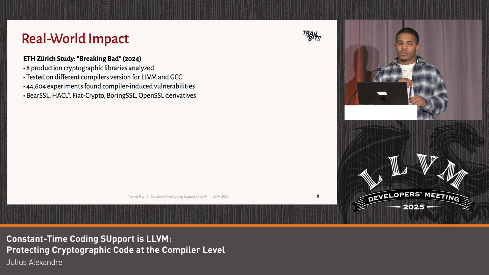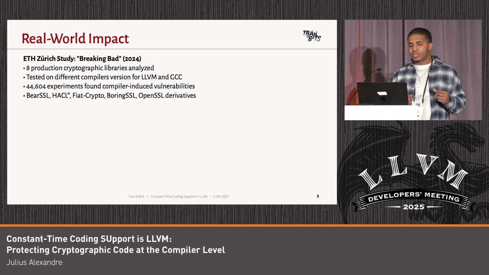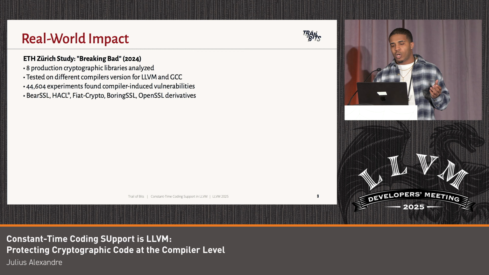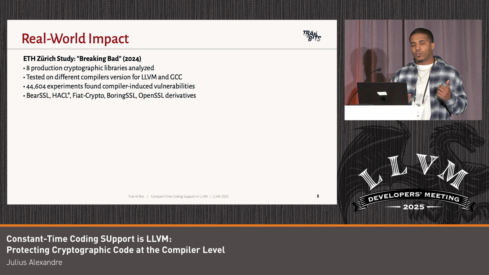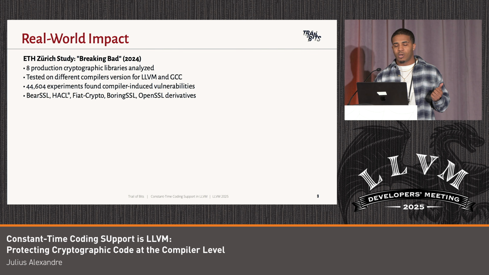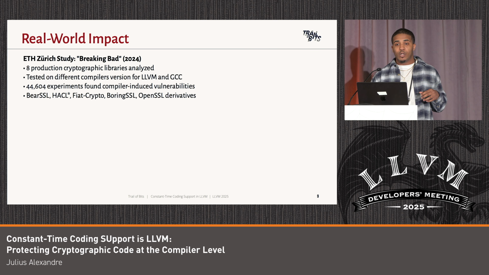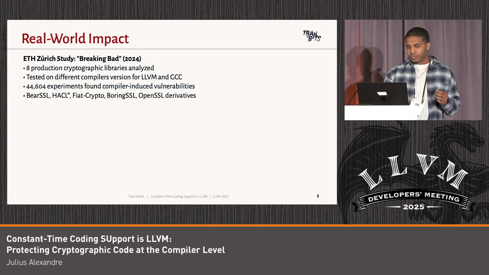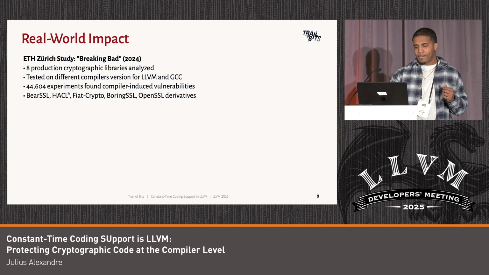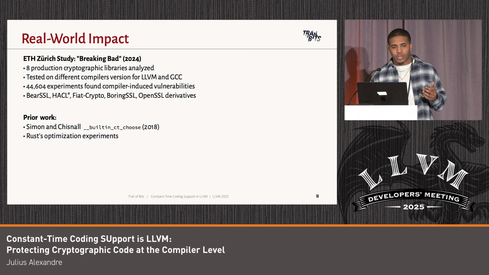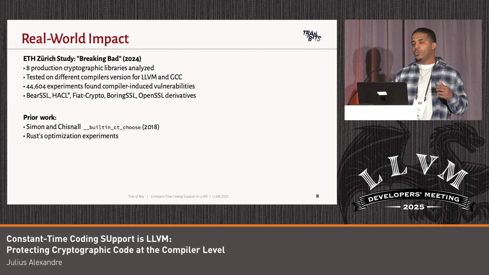We could take this a step further. A group at ETH Zurich did a study called Breaking Bad, which showed that they compiled 8 cryptographic libraries against LLVM and GCC across different compiler versions, different optimization levels, and different architectures. There were over 44,000 test configurations that had compiler-induced vulnerabilities, affecting known libraries such as BoringSSL, OpenSSL, HACL, and so much more. This tells us there are possibilities for even larger scale vulnerabilities affecting systems at a rapid pace. There has been work to try to mitigate it, but none of it got upstream, so we were never able to reap the benefits of it.